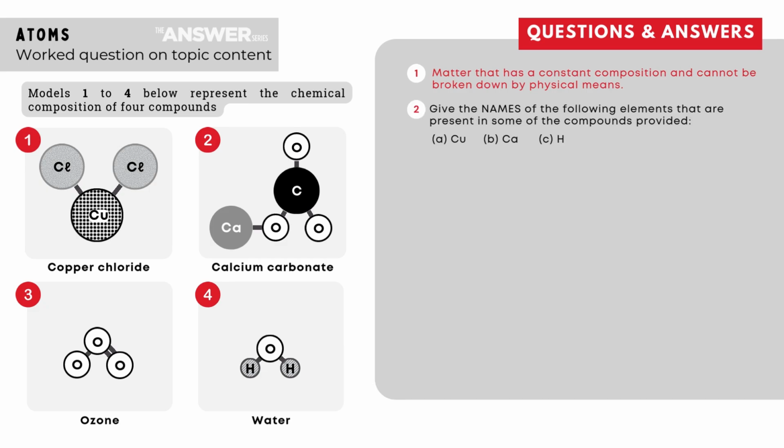Question 2. Give the names of the following elements that are present in some of the compounds provided. So they give you the symbols and you need to provide the names. Cu is copper, Ca is calcium, and the H stands for hydrogen.